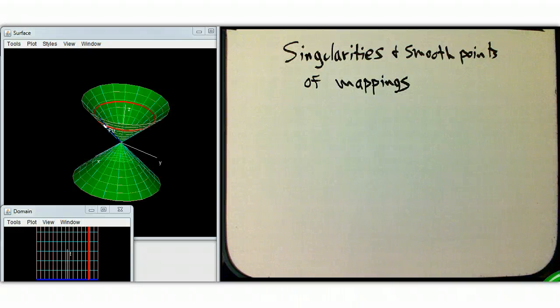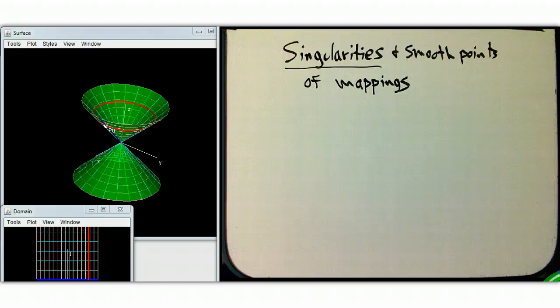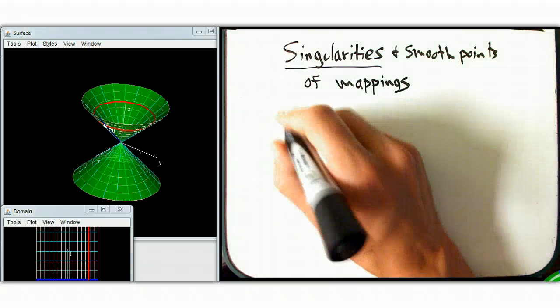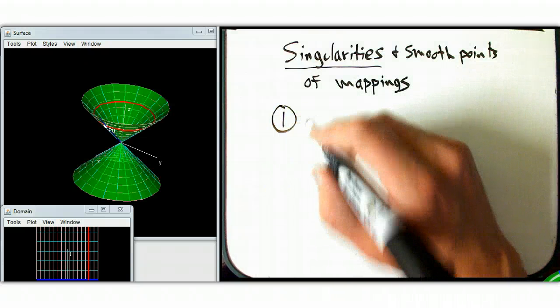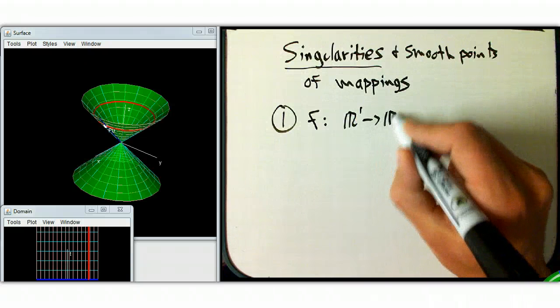And the idea is we're going to look at some examples and try to get a general idea of when can we predict that something weird is going to happen qualitatively with a mapping. When are we going to get a singularity, and why would we care? Okay, so our first example is going to be a function from R1 to R2.